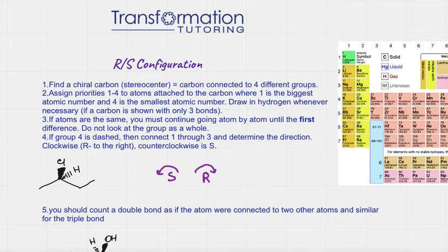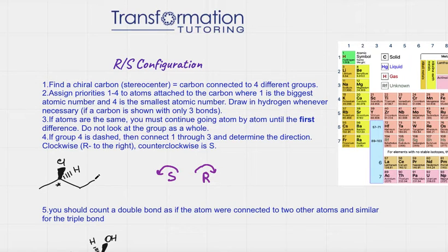This carbon is a chiral carbon because it has chlorine, hydrogen, 1 carbon on the left and 2 carbons on the right, making this carbon have 4 different groups and making it a chiral carbon. So I can put an asterisk here.